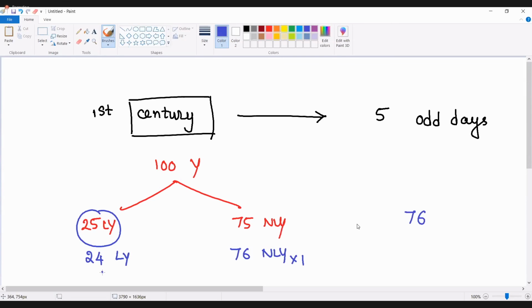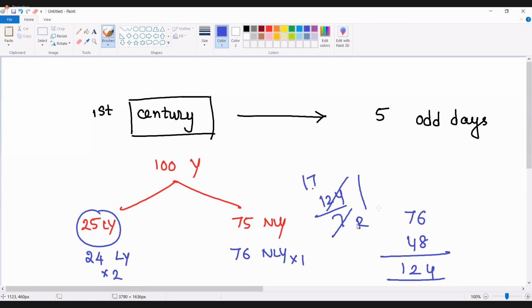Leap year will have 2 odd days, 24 into 2, 48. If you calculate the sum of it, it is 124. 124 when you divide with 7, what is the remainder? 7 17s are 119, remainder is 5. That is the reason the first century will be having 5 odd days. This is a calculation part which is required.